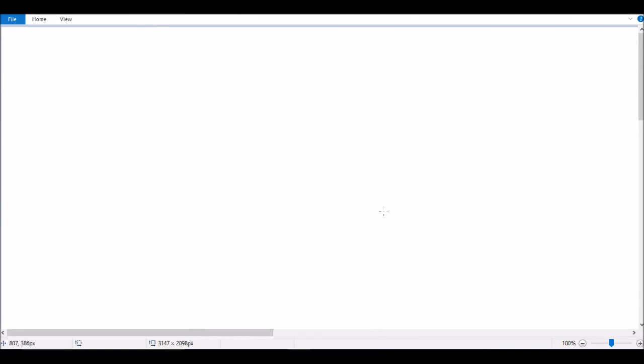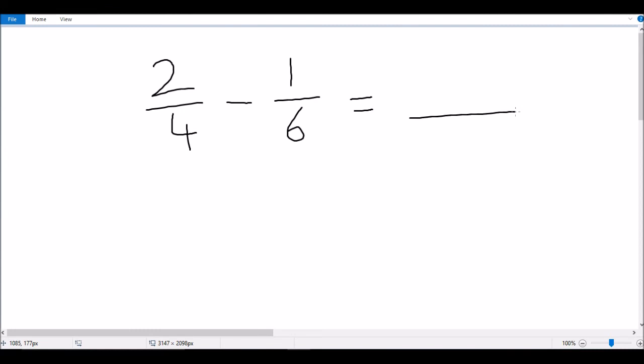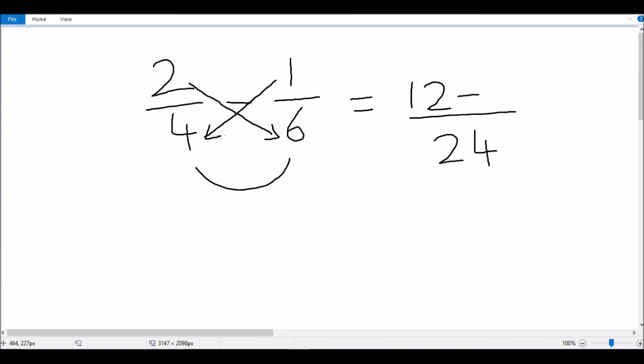Let's try another subtraction. So let's say we had to subtract 2/4, right? And we have, say, 1/6. So again the procedure is the same. We'll multiply the denominators to give us 24, right? 6 times 4 is 24. Now we'll multiply 2 with 6 to give us 12. We'll use the minus sign because we are subtracting these two fractions. And then we'll multiply 1 with 4 to give us 4. So 12 minus 4, that's 8, and we have 24.